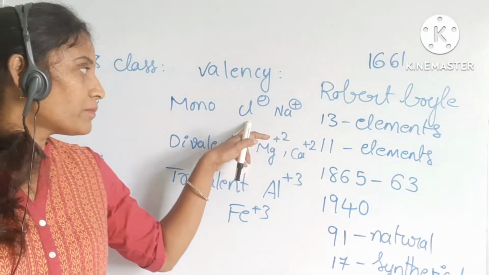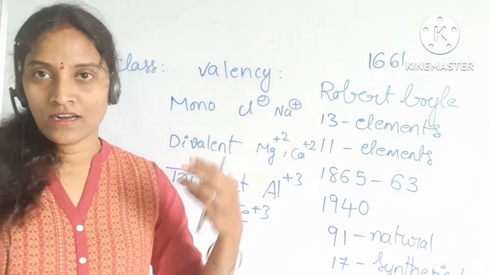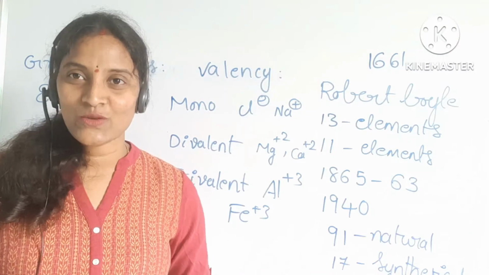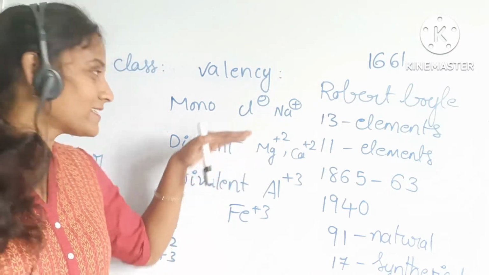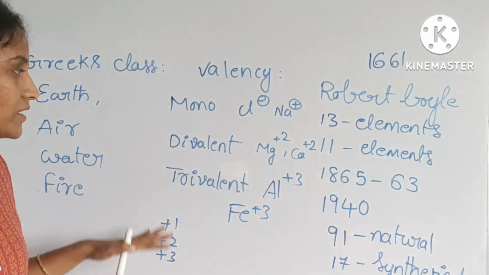Another one is, see, this chlorine has a -1 charge and this sodium has a +1 charge. Actually, this chlorine is completely different from sodium. Chlorine is a completely electronegative atom, and sodium is a completely electropositive atom. But those come under the same classification, so this is also not a sufficient classification.